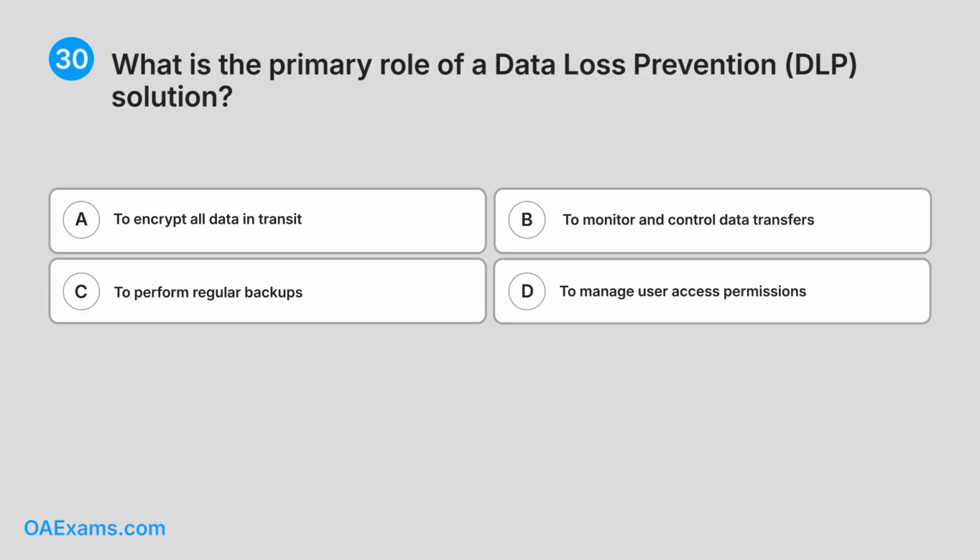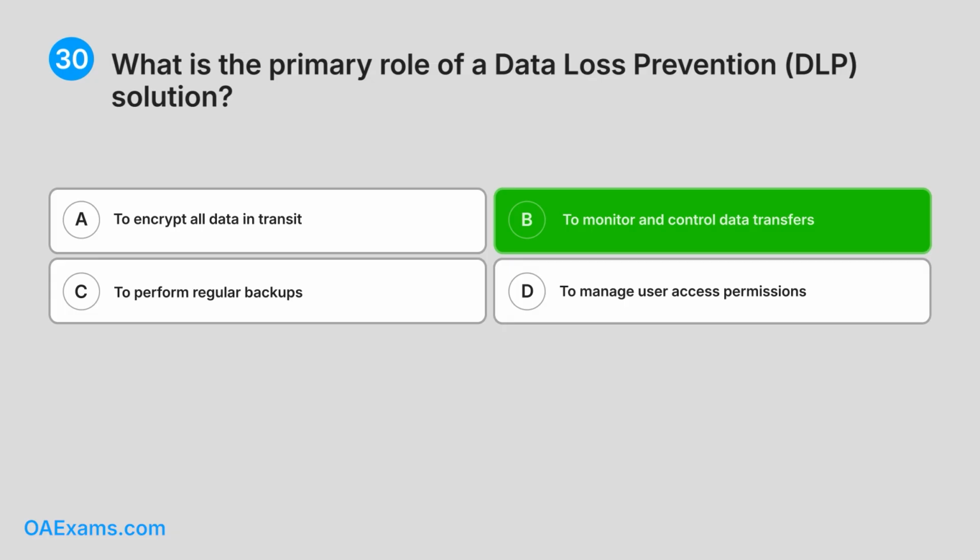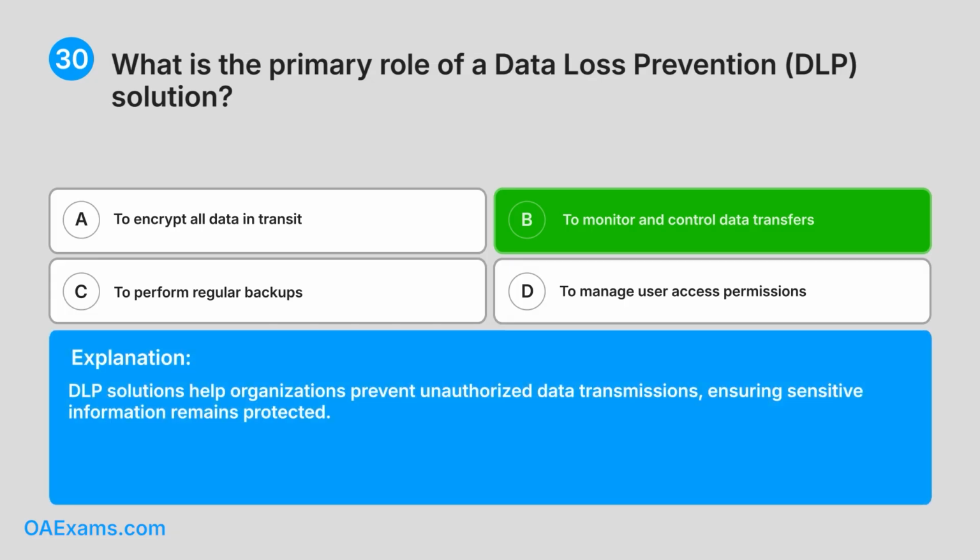Correct answer. B. To monitor and control data transfers. Explanation. DLP solutions help organizations prevent unauthorized data transmissions, ensuring sensitive information remains protected.